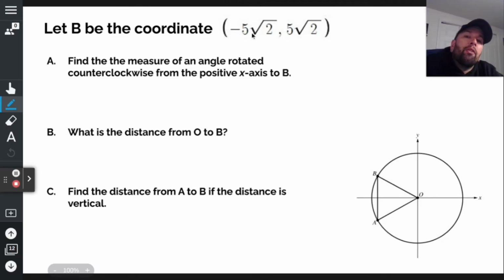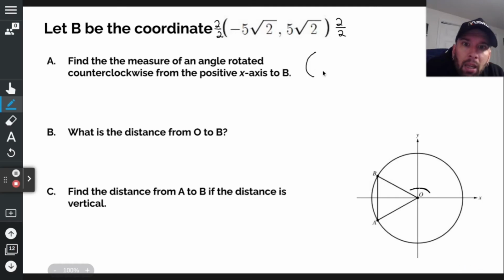Let B be the coordinate negative 5 root 2, positive 5 root 2. Find the measure of an angle rotated counterclockwise from the positive x-axis to B. All right. Okay. So obviously, we don't have a unit circle, because points are supposed to be something over 2. So I have an idea. Let me take this point and multiply each coordinate by 2 over 2. That looks a little bit more familiar.